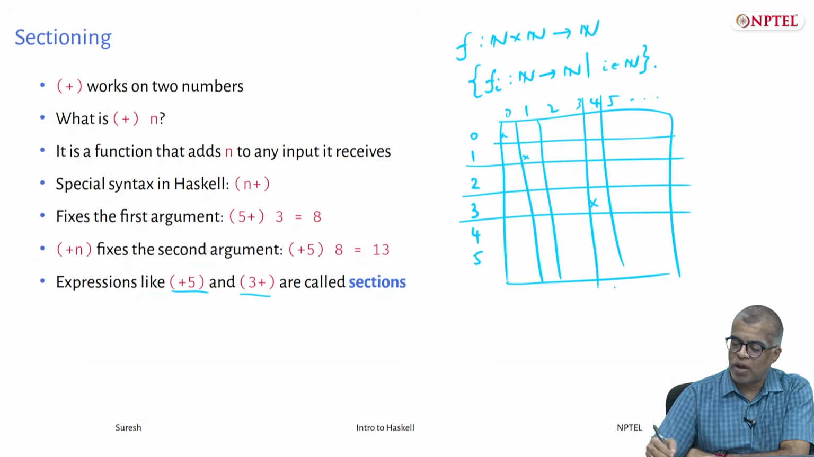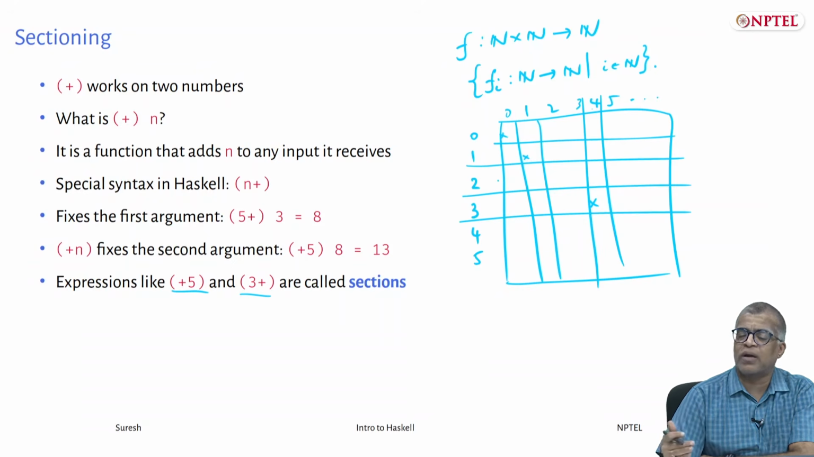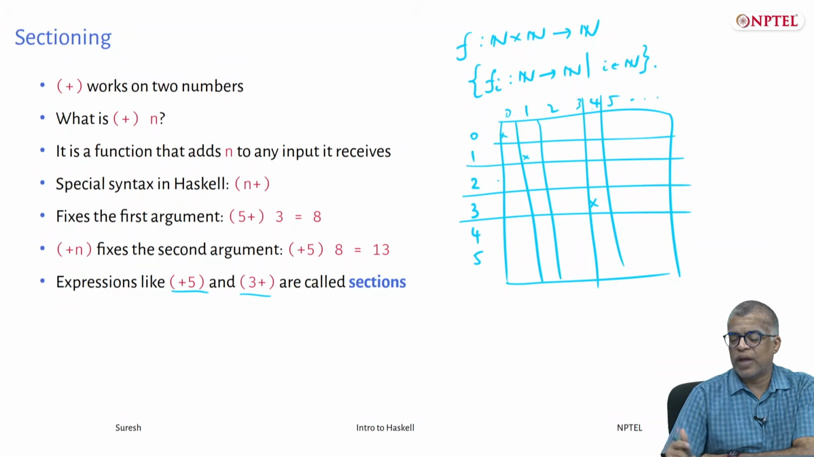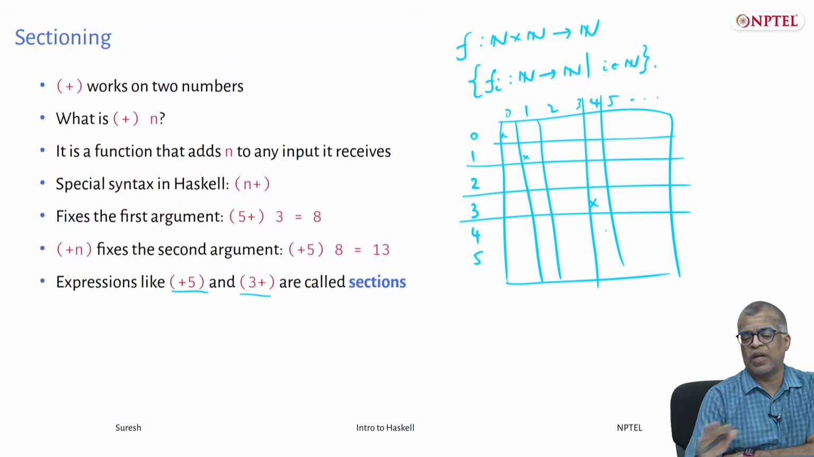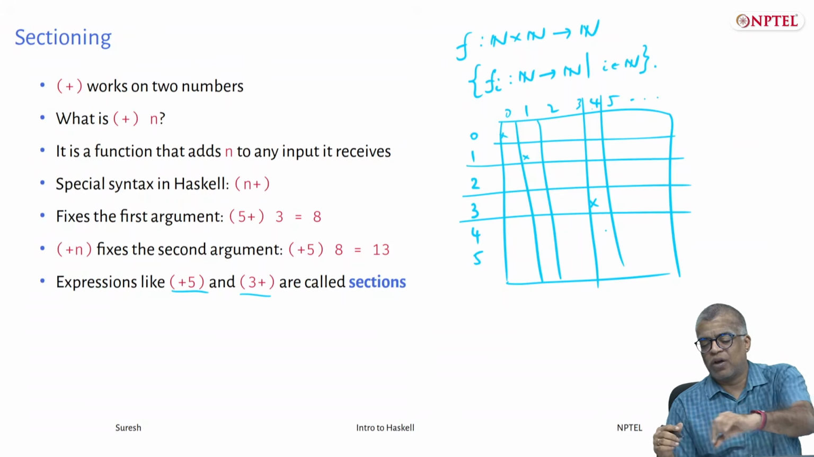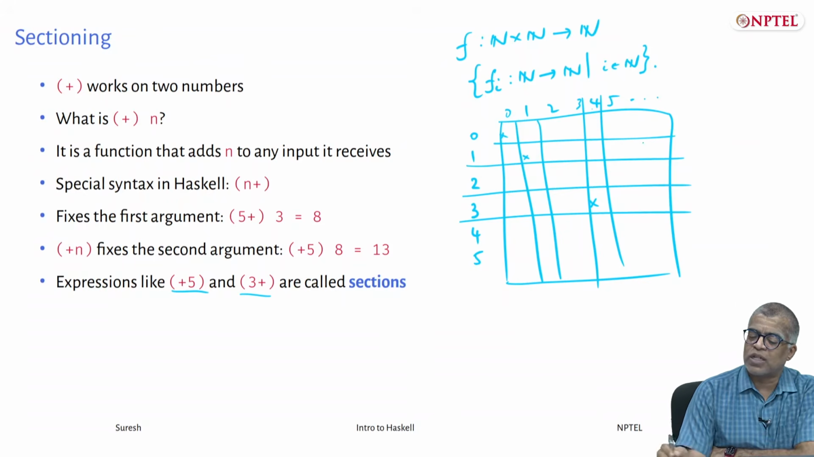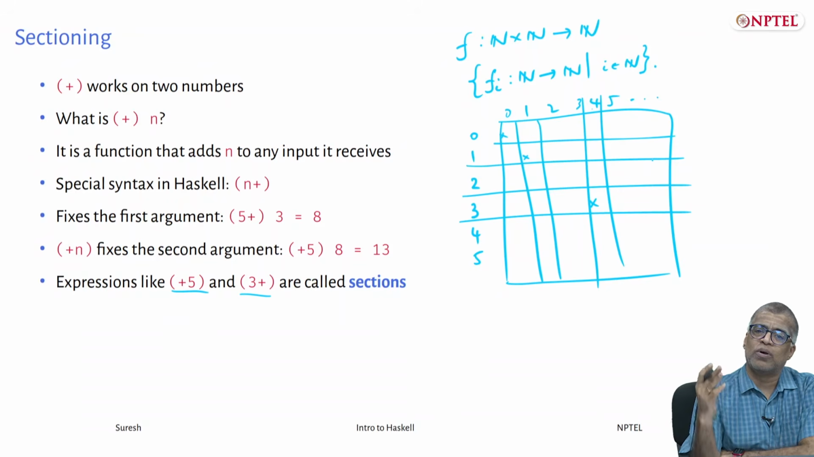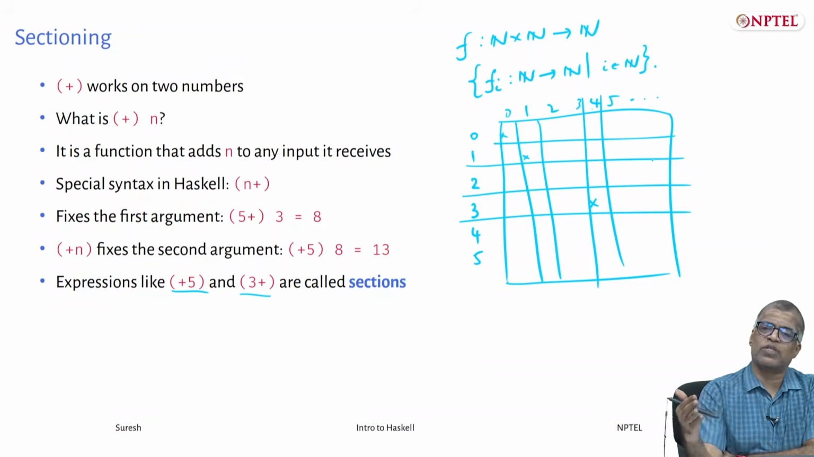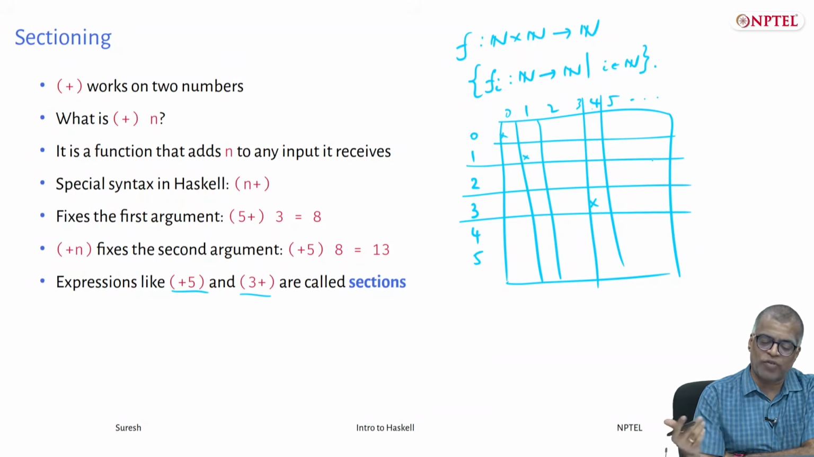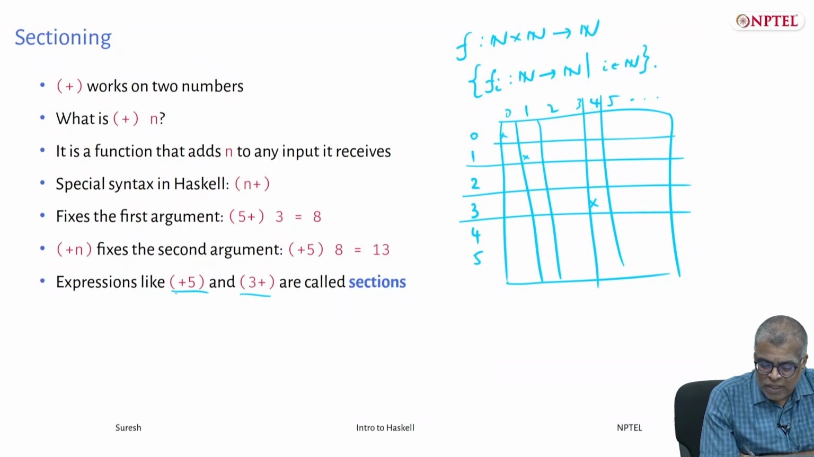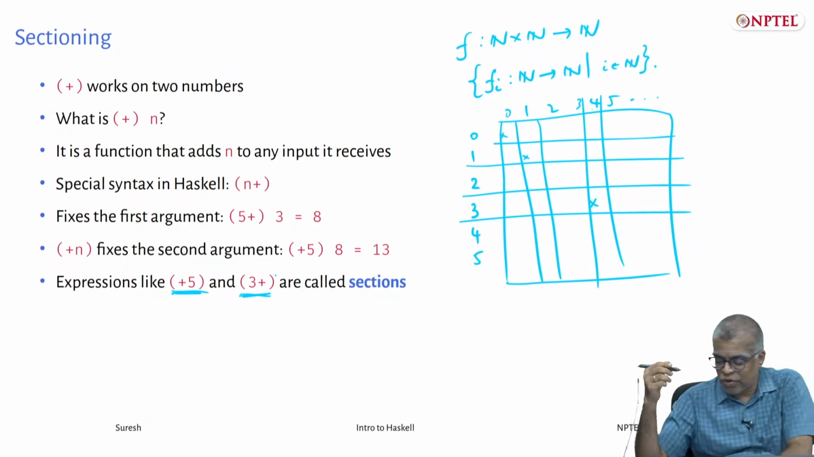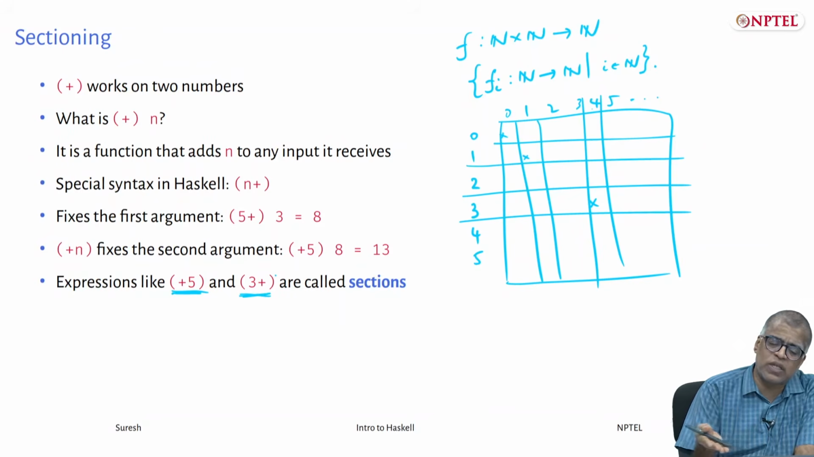If you take the n cross n plane filled with values as a binary function, you can either take these vertical strips or horizontal strips. The horizontal strips correspond to sections where you fix the first argument. The vertical strips correspond to sections where you fix the second argument, and each of those strips are unary functions, and that's exactly what Haskell allows you to use. Plus 5, 3 plus, etc. We will see practical uses for these later.